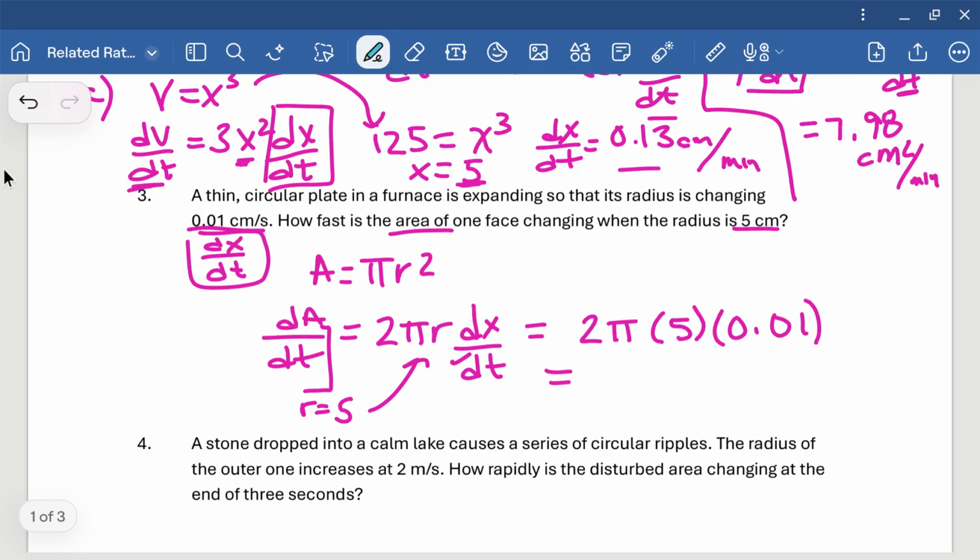And when we plug this all in, you might see it either with the pi symbol or the pi symbol actually multiplied out to have that decimal. But I have in the answer key here 0.1 pi, and then your units, because it's in terms of area, centimeters squared per second.